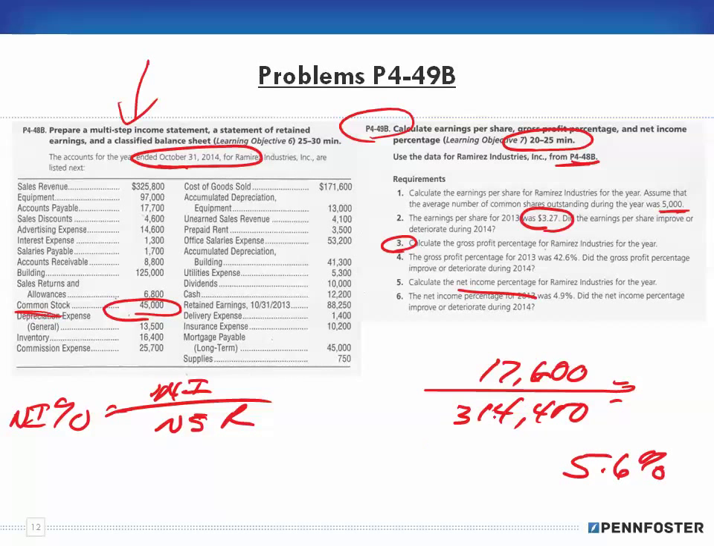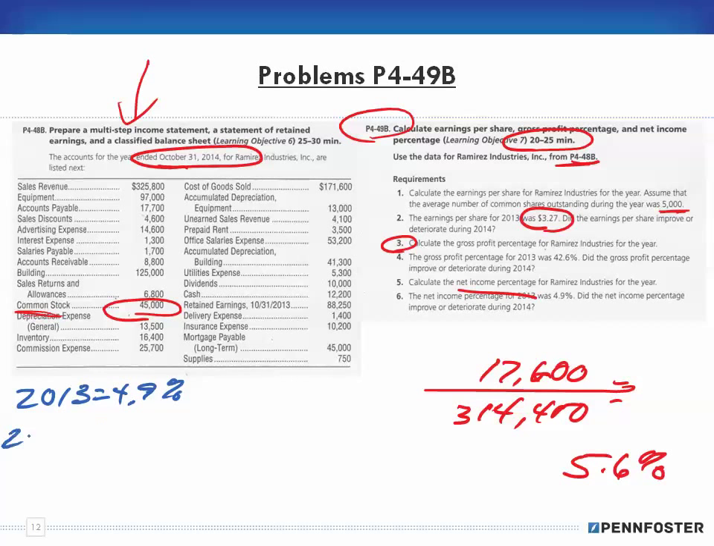And so basically, we're looking at the same exact thing. It says here the net income for 2013 was 4.9%. Okay, so 2014 you have 5.6%. Okay, so again, yes, the net income improved.